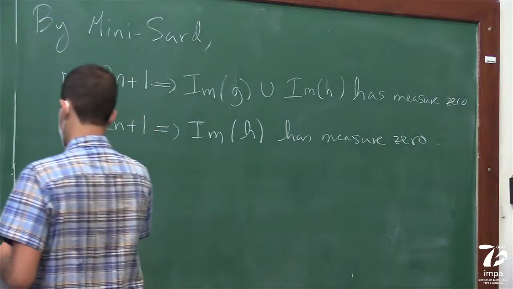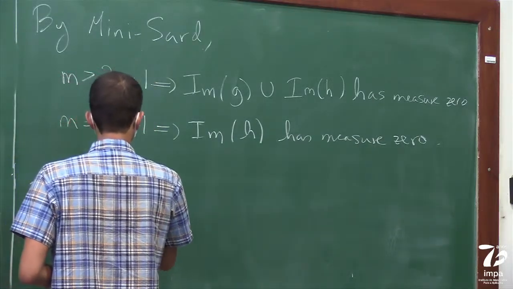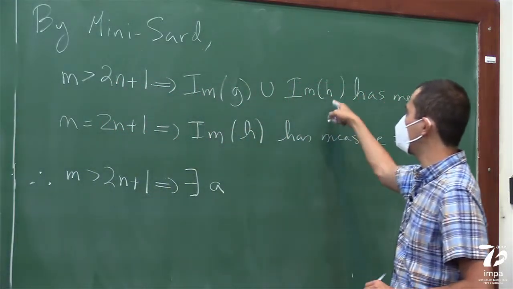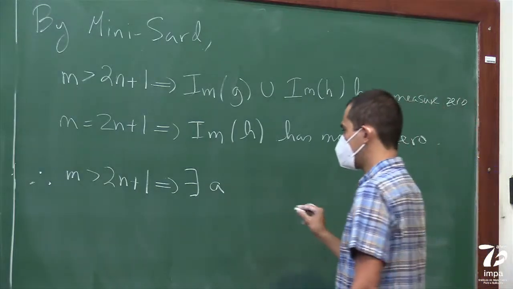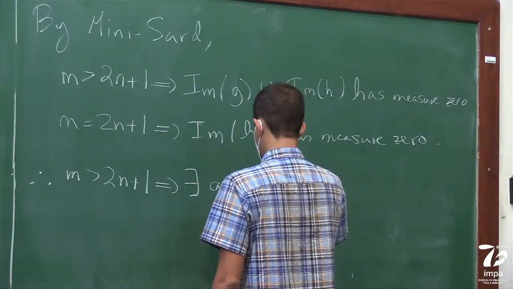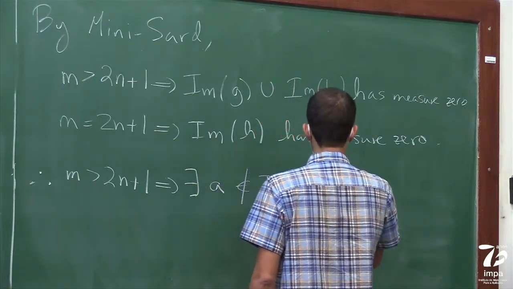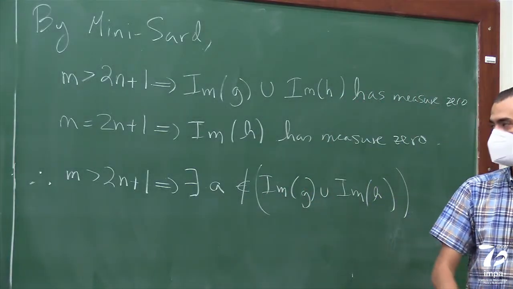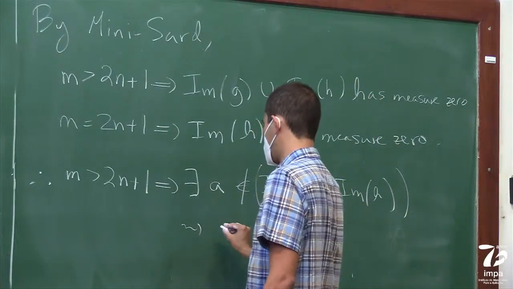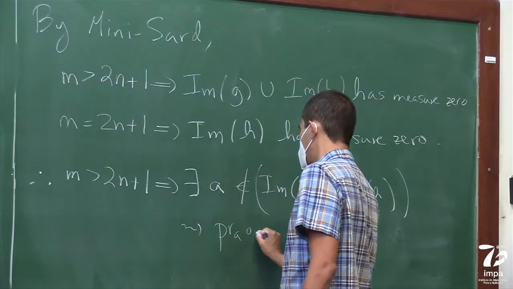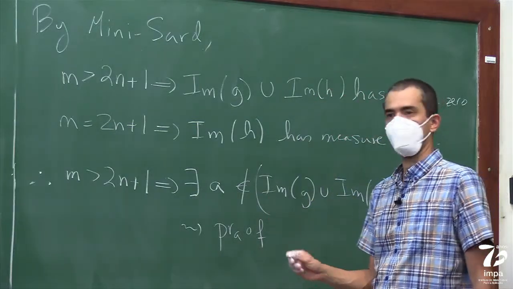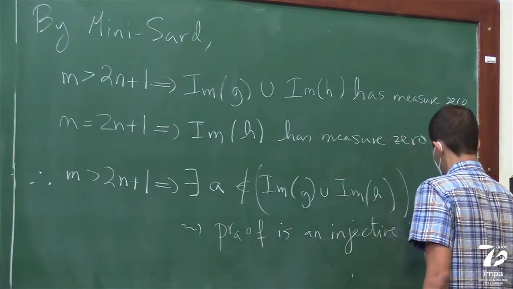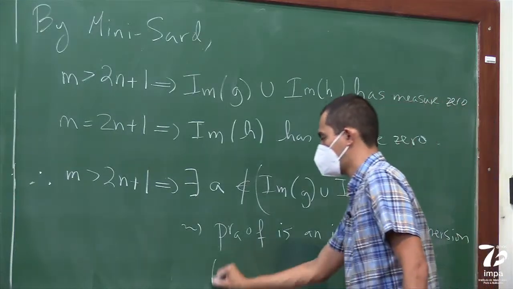So that means that if m is greater than 2n plus 1, then there exists an A which is neither in the image of G nor in the image of H. So there exists an A which doesn't belong to the image of G or the image of H. So then you can use this. Therefore, this PRA composed with F is an injective immersion, and therefore an embedding.